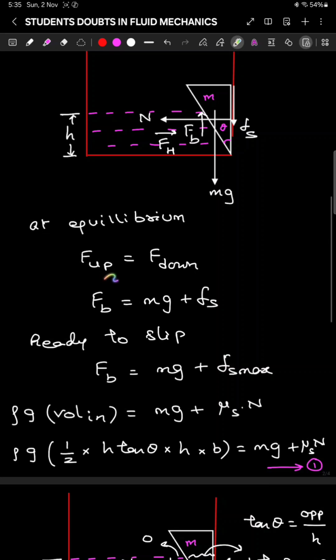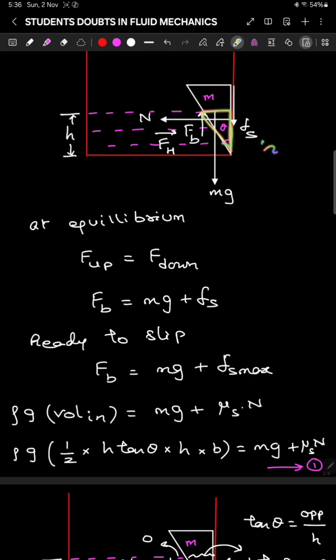Now let us balance upward force equal to downward force. Here upward force is buoyancy, and downward forces are mg and friction. Here it is ready to slip as we fill water to maximum height, so it will be the Fs max condition. Buoyancy force formula will be rho g into volume inside, equal to mg plus mu s N. Here volume inside means this volume we have to take. This volume formula is area into breadth inside. So rho g into volume inside, formula area of this part.